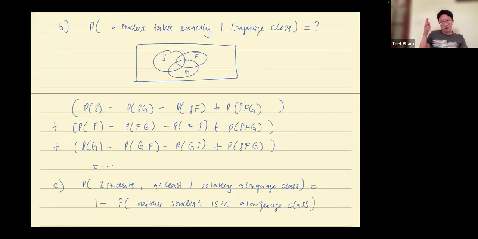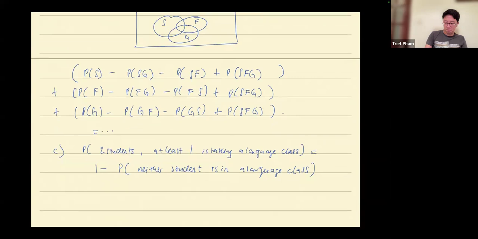It's always easier, when you deal with at least something, to deal with the complement side. Of course, the complement side is smaller. So here, at least one, the complement side means none. When you subtract that away, it's easier to deal with because you don't have to list the cases. All right. On the other hand, here, how do we deal with this?